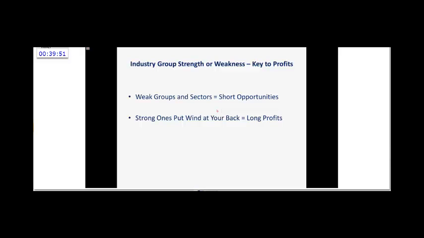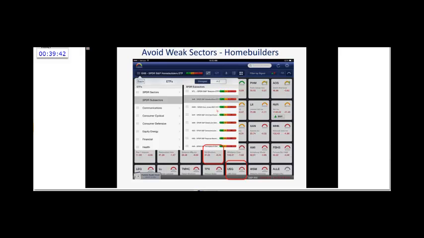Strong sectors and groups put the wind at your back, and they yield profits on the long side. So how do you find these? Well, in Chaikin Analytics, we've got a user interface that makes it easy to drill down and zero in. In this case, we're looking at ETFs as a surrogate for industry groups. We have sector ETFs, there are 9 of them in the S&P, and then we have subsector industry groups, and you've got 20 of them.